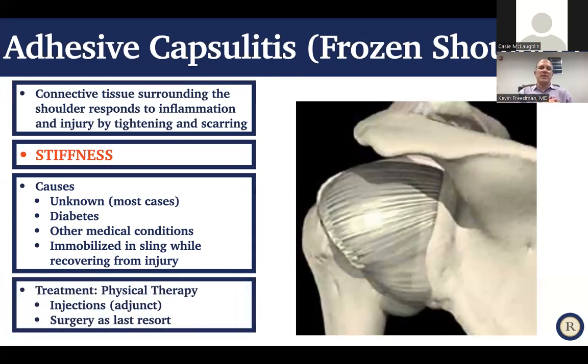How do we treat this? This is almost always treated with physical therapy to stretch. Sometimes I do use injections in the shoulder joint as an adjunct, and I can get the overwhelming majority of my patients 90% better with physical therapy and injection. Sometimes we do surgery to release the capsule, this tight tissue, if somebody has persistent stiffness.